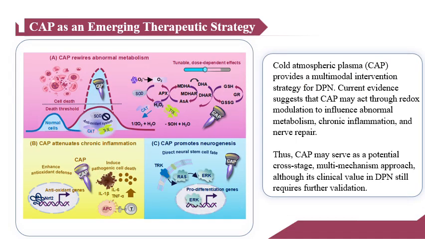Beyond conventional approaches, cold atmospheric plasma, or CAP, provides a promising emerging direction for DPN research. Current evidence suggests that CAP may act through redox modulation and influence abnormal metabolism, chronic inflammation, and nerve repair. Therefore, CAP may serve as a potential cross-stage and multi-mechanism intervention strategy, although its clinical value in DPN still requires further validation.